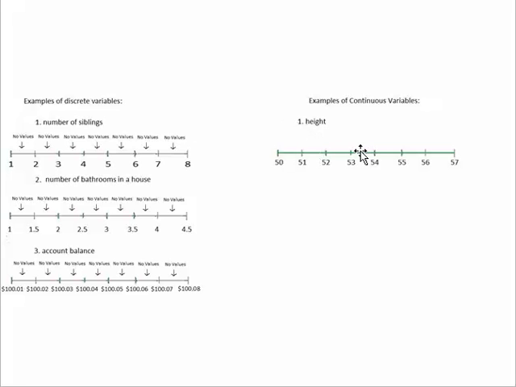Since any height along this number line is possible, I marked off the entire number line in green. For each of the discrete variables, I marked off the possible values in green, and I marked off the areas of the number line that weren't possible in red. Since any value along this number line is a possible height, I marked off the entire number line in green. There aren't any red areas because every spot on this number line is a possible height. There are no gaps between the possible values, which is why it's a continuous variable.